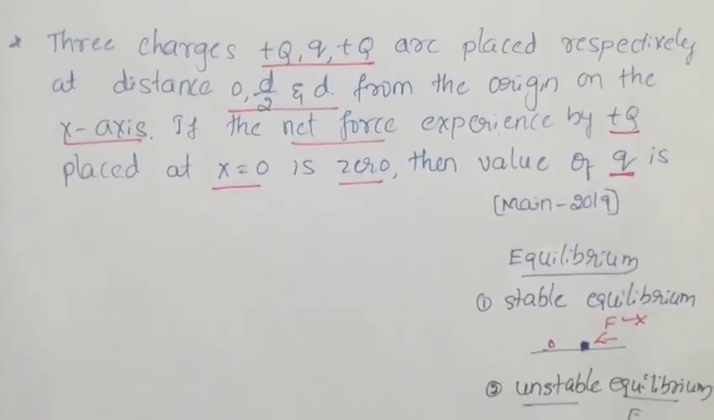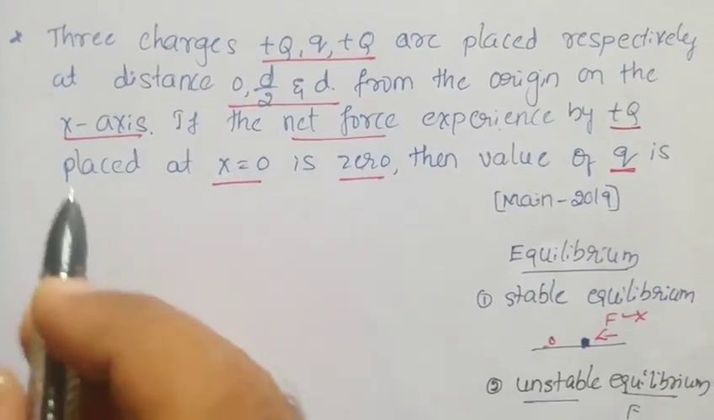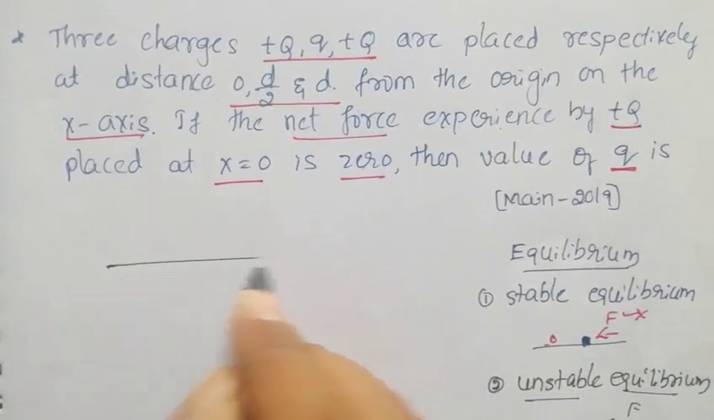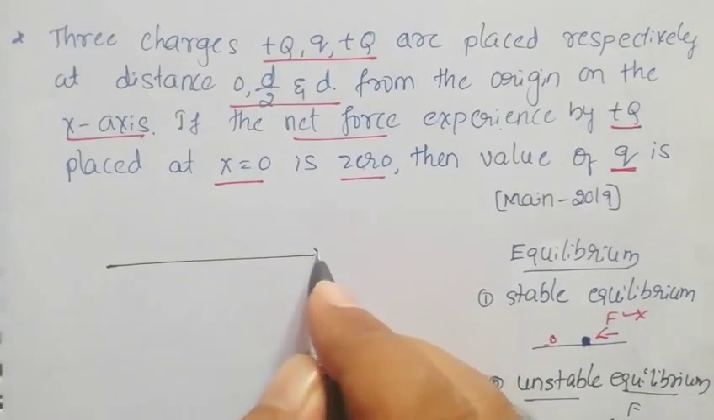Now let us come back to the question. There are three charges, as we know. Let me draw a diagram for this. There is the X-axis. This is the positive X-axis.